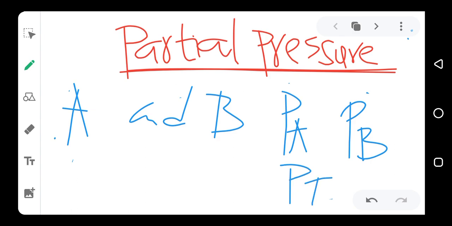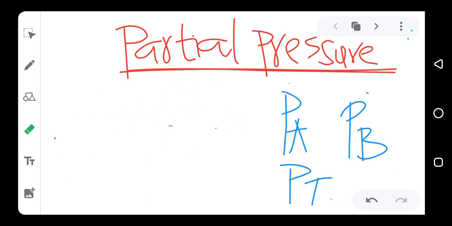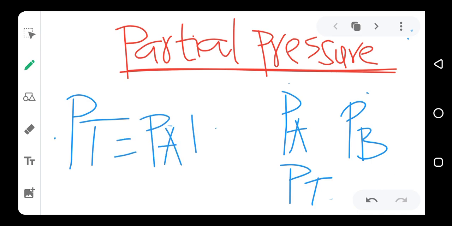Now, it means that PT is equal to PA plus PB. This is PT. PT is equal to the pressure of gas A plus the pressure of gas B. And we can look for the pressure of any of these gases. If we want the pressure of gas A, we say PT minus PB. And if we want the pressure of gas B, we say PT minus PA.